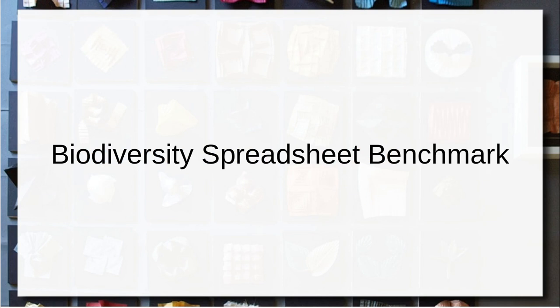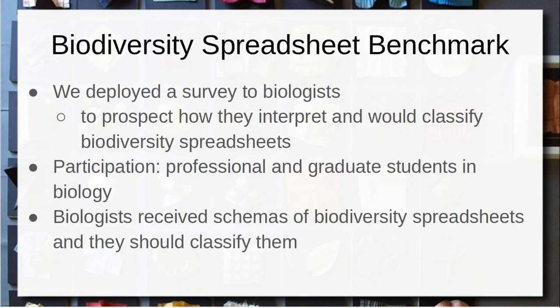After that, we worked to produce a biodiversity spreadsheet benchmark. The basic idea is to produce a benchmark of annotated spreadsheets, which can be used to train systems, analyze systems, and so on. So how did we do this benchmark? We deployed a survey to biologists, okay? To prospect how they interpret and classify biodiversity spreadsheets. The participation in this survey was only for professionals and graduate students in biology.